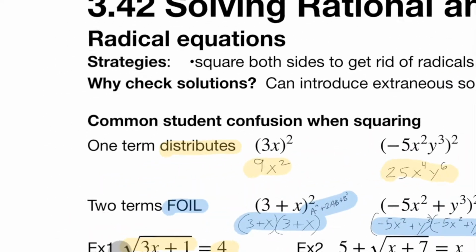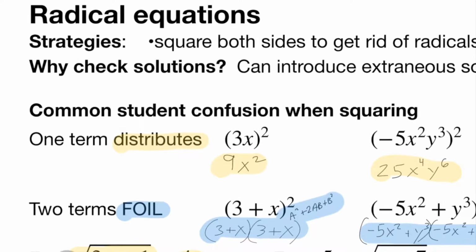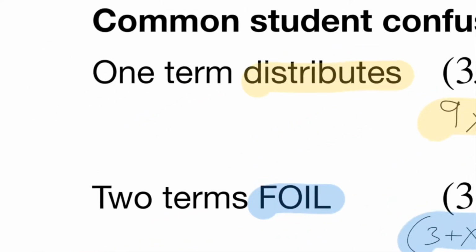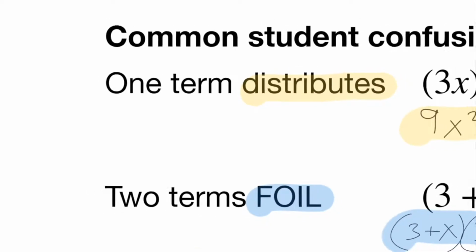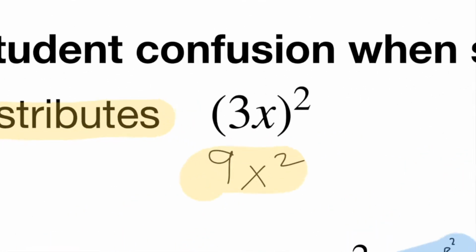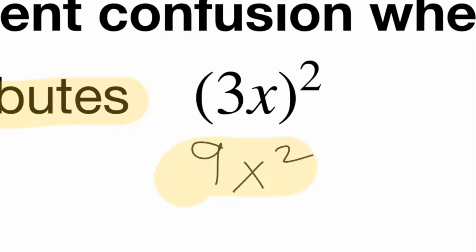One more thing you need to know is that there's an incredibly common student confusion that comes with squaring. It all boils down to one term distributes, two terms FOIL. What do I mean by that? Well, check this out. We've got 3x, the quantity 3x squared. If you were going to simplify this, the 2 distributes to the 3, which is 9, and x squared just turns into 9x squared. Fine.